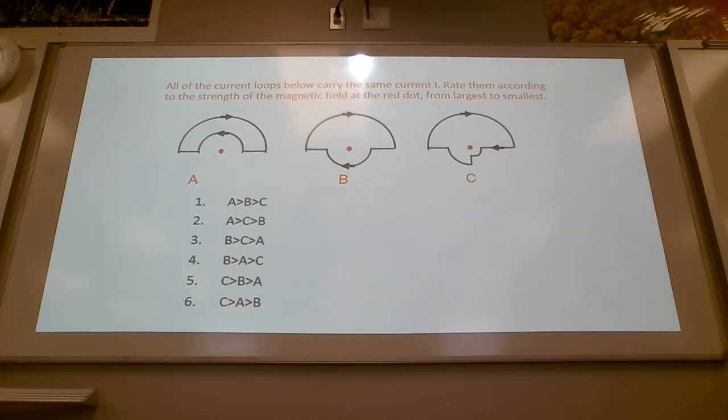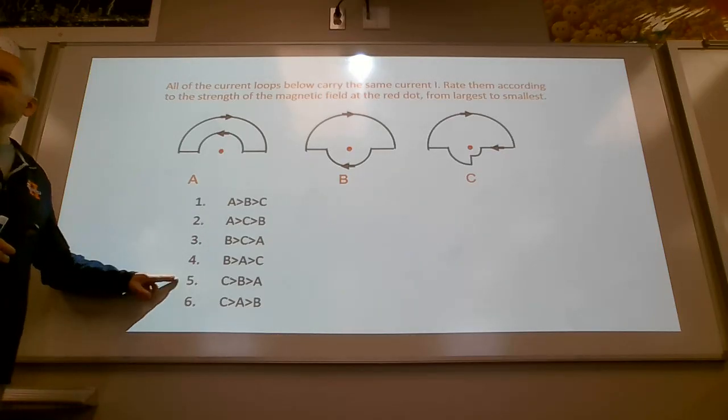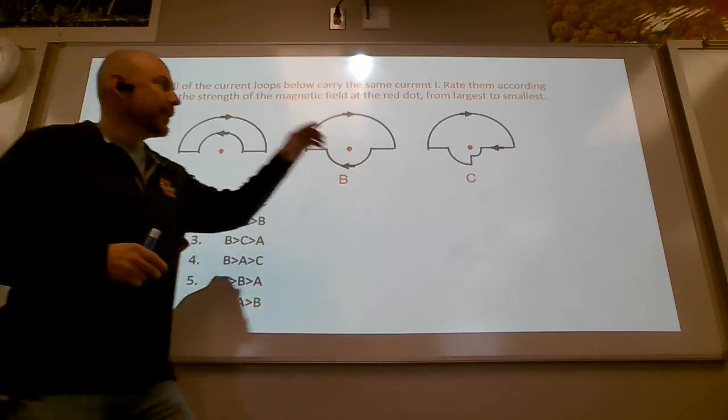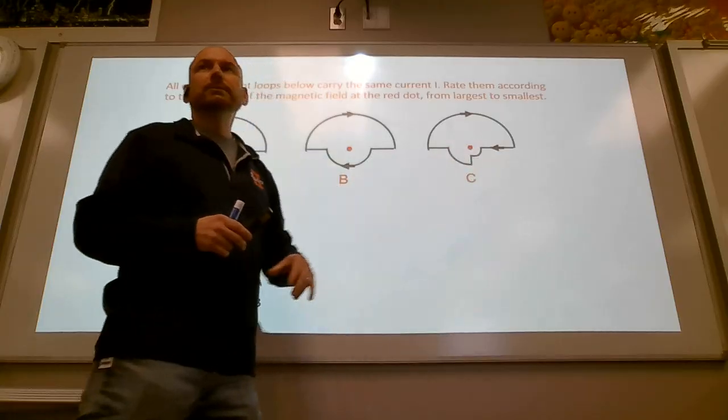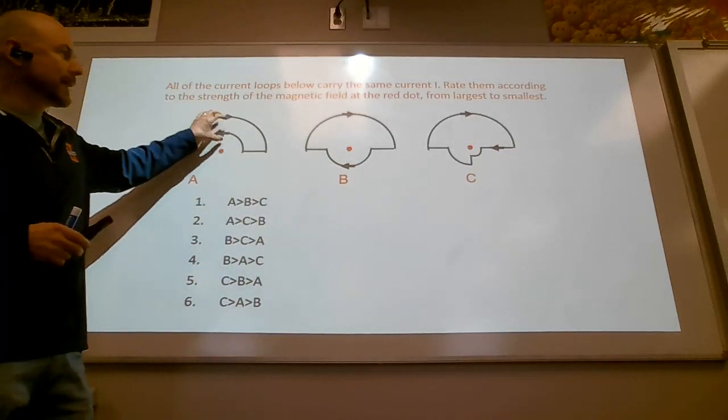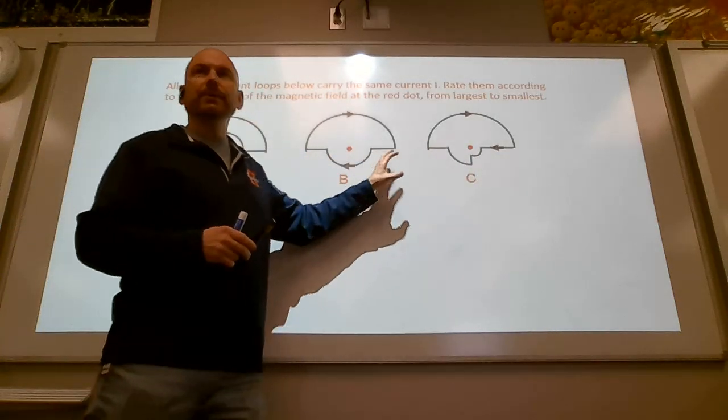Tell your neighbor. Everybody go to 5. Okay. These are closer. This is going against each other. These are helping.